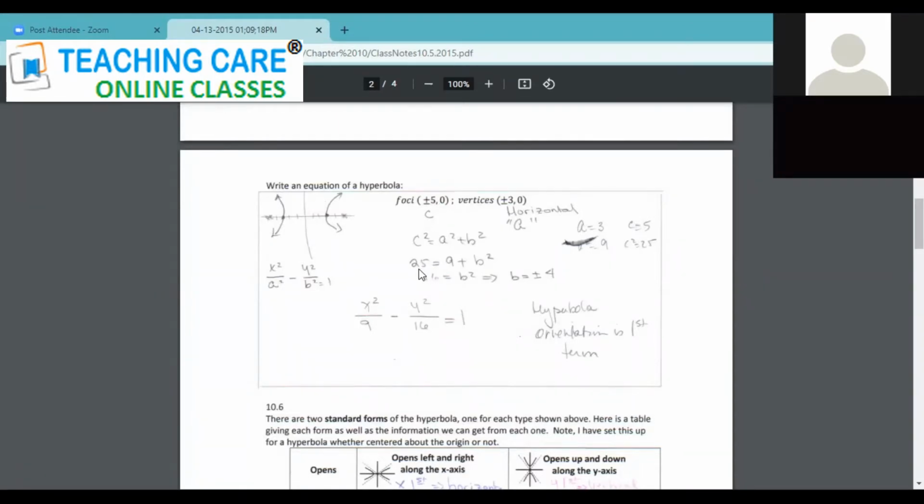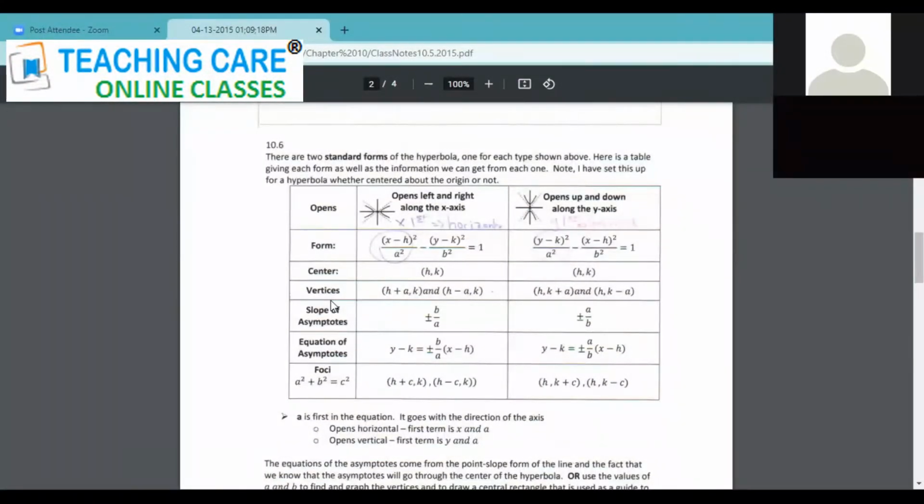So what is c squared? 25. And the vertices will be (a, 0). So here I'm finding the value of b from this. Now you can substitute it. Here the hyperbola's orientation is first, that is, it is horizontal.